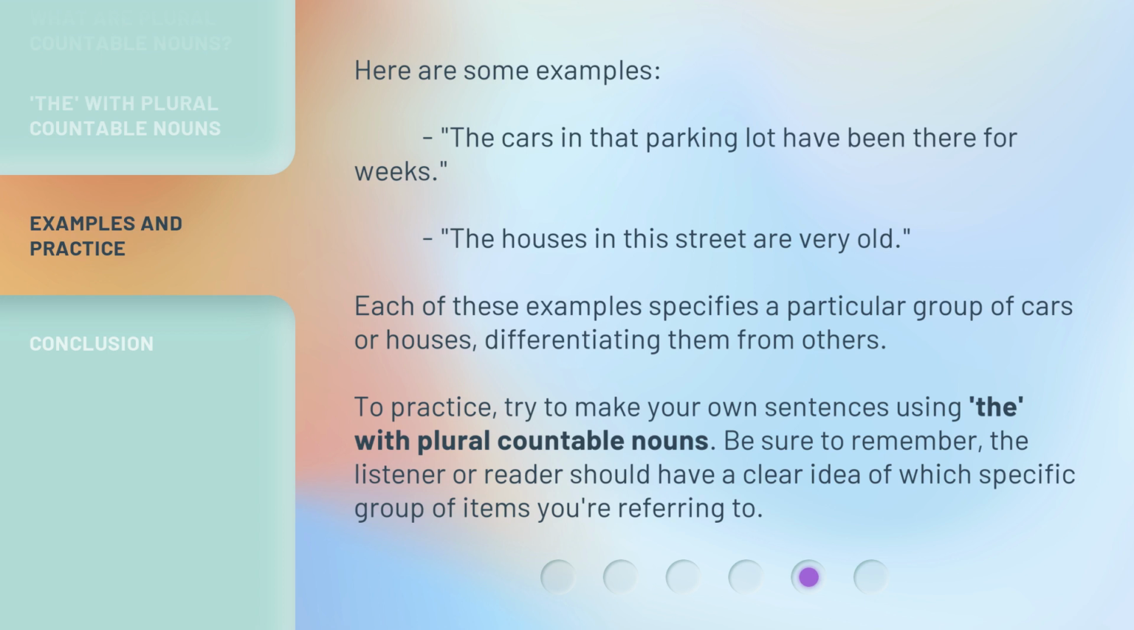To practice, try to make your own sentences using the with plural countable nouns. Be sure to remember, the listener or reader should have a clear idea of which specific group of items you're referring to.